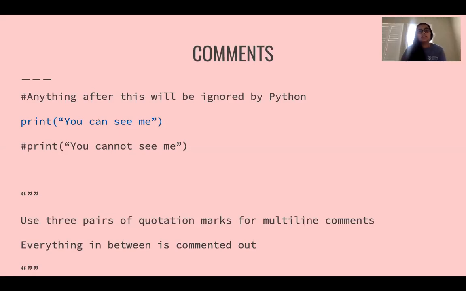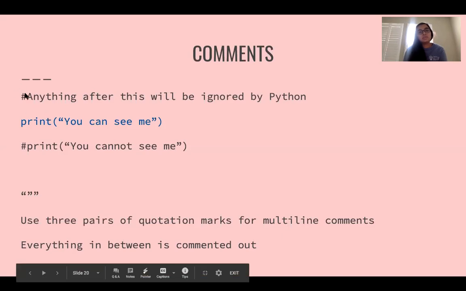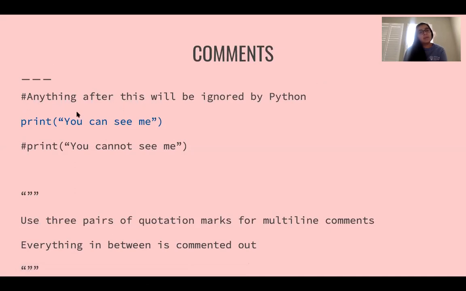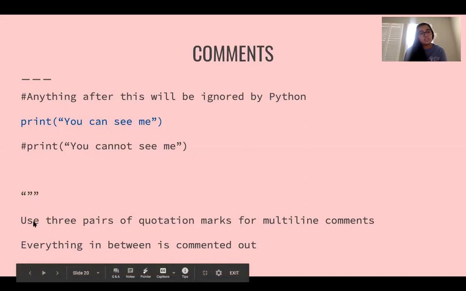And then this is the syntax for commenting in Python. If you have single line comments, you use the pound or hash sign. Anything after that sign will be ignored by Python. So you can comment out code that you don't want to be printed, and you can also use comments to tell yourself, if you come back to it later, what you were trying to do with your code. And then using 3 pairs of quotation marks works for multi-line comments. Everything in between these quotation marks will be commented out. So if you want to comment a whole chunk of code out, you can do it in this way.